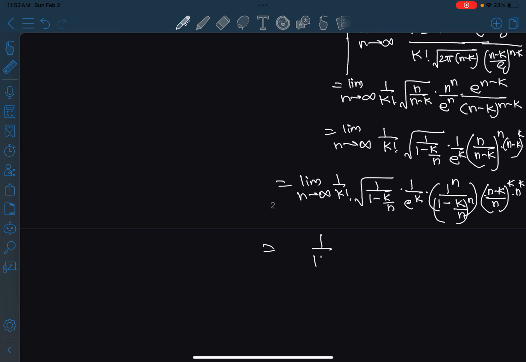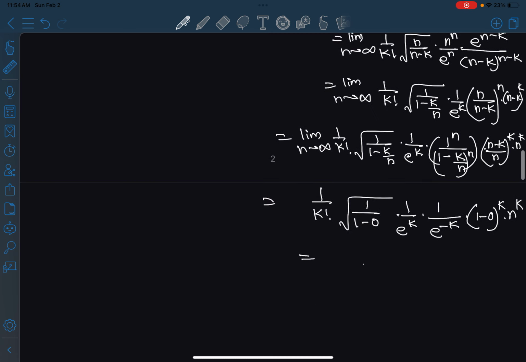So the first one is just 1 by k factorial. The second one is just 1 by 1 minus 0. And there's this 1 by e to the power k. We know that 1 minus k by n to the power n, when n is going to infinity, is just e to the power minus k. And this one is basically 1 minus k by infinity, so that's just 0 to the power k, and then n to the power k. So from here we see that this eventually becomes n to the power k by k factorial.